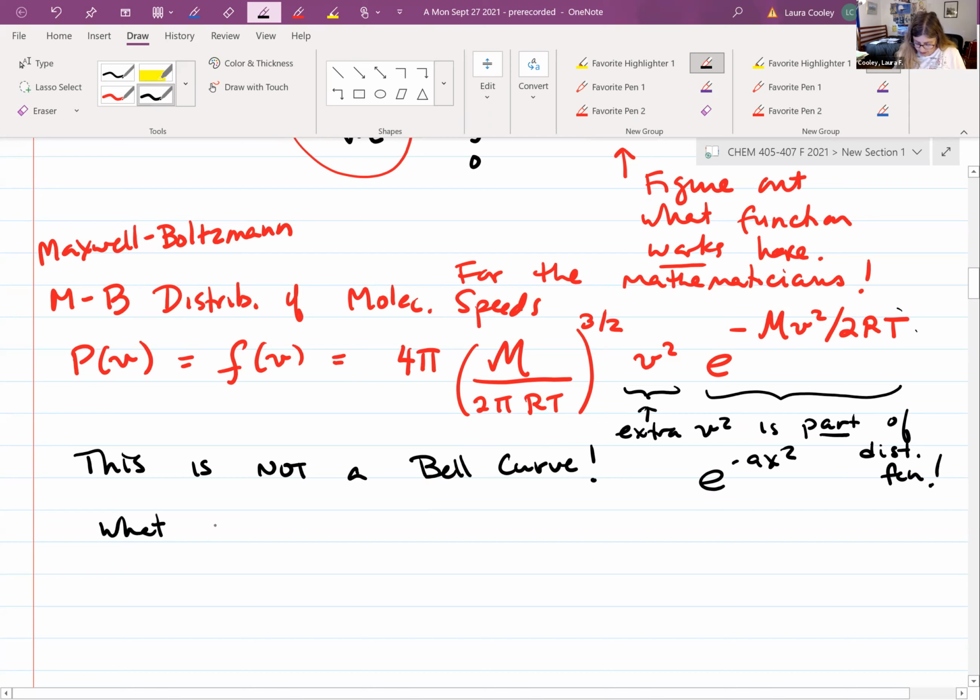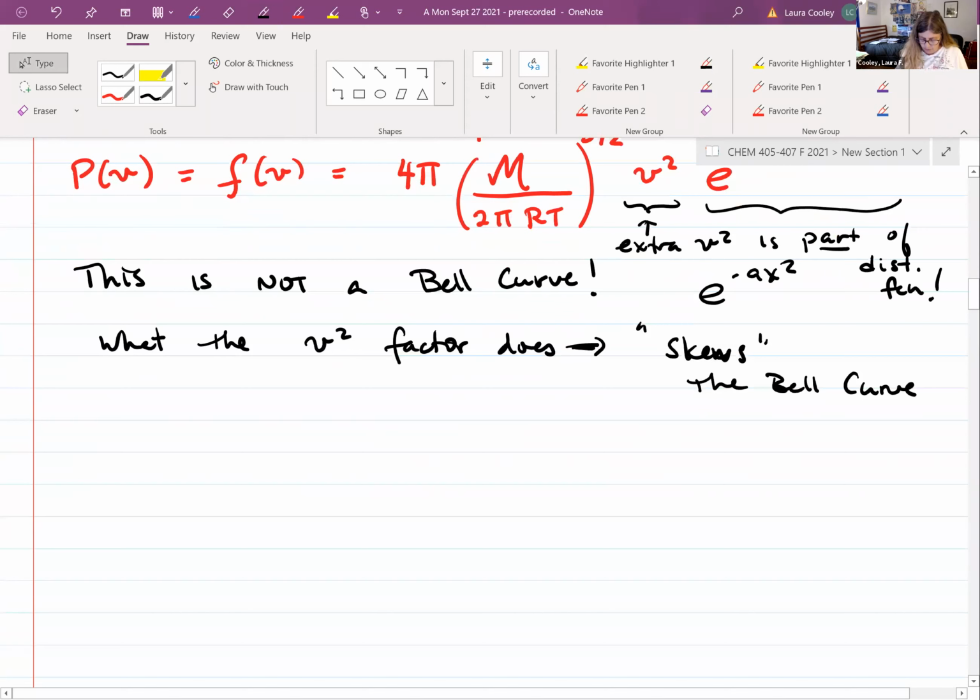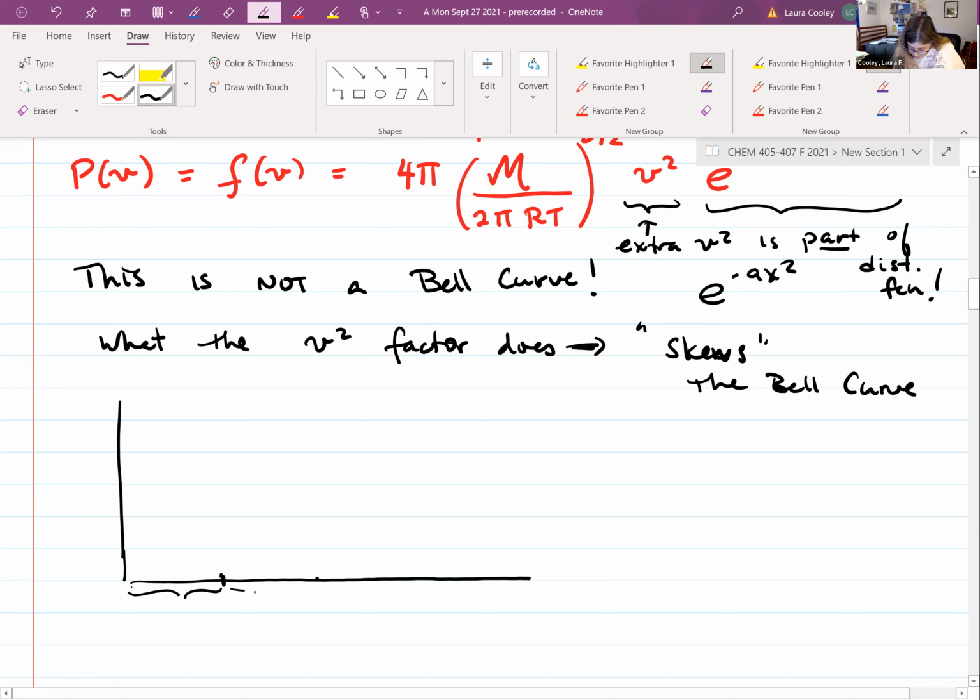And what the v squared factor does is it skews the bell curve. If I were going to draw a bell curve for you, I'm going to put the middle of it over there, and make this the same distance as that. Go up to here, so we'd go up like that and it would come down. I didn't draw it that beautifully, unfortunately. Let me try a little better. Now that's a pretty good bell curve, centered about there.